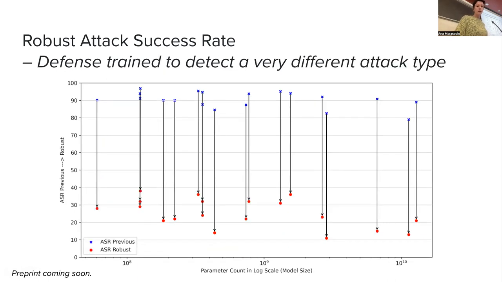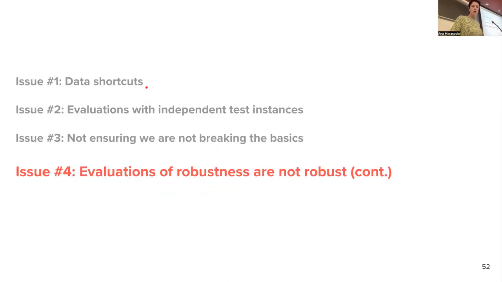And if you train your defense on a very different attack type, so here we train the defense on an attack that changes words, and we applied it to attacks that change single characters, so very different, you see that the drop in ASR is maybe not as spectacular. It's not from 90 to 20, but it's still a notable drop, right? Now, if you don't know what the attack type is, then about 40% of your attacks are successful, not almost 100%. So that's a very different perspective. So yeah, evaluations of robustness are not robust was my point here.